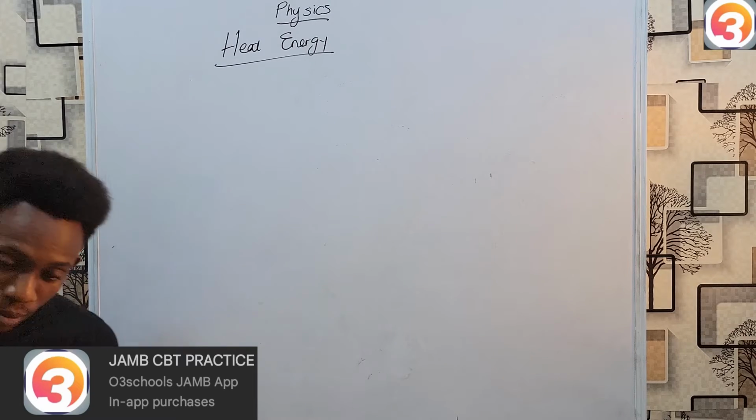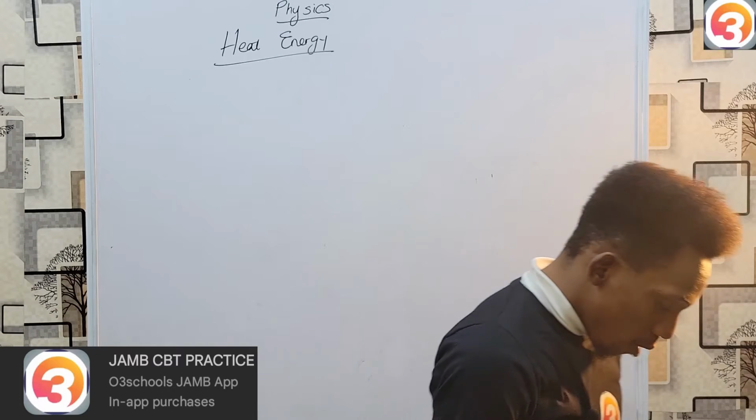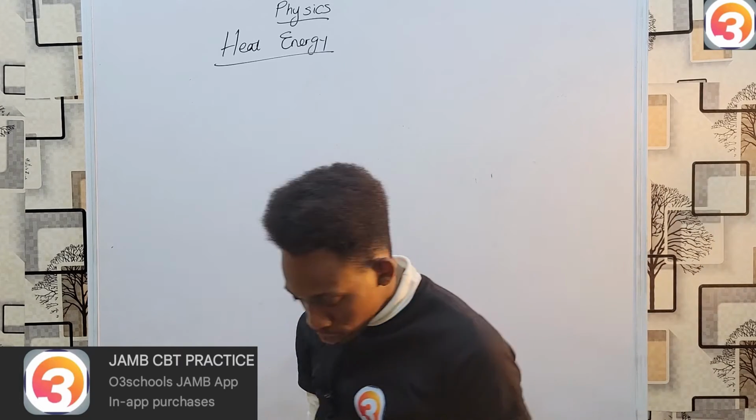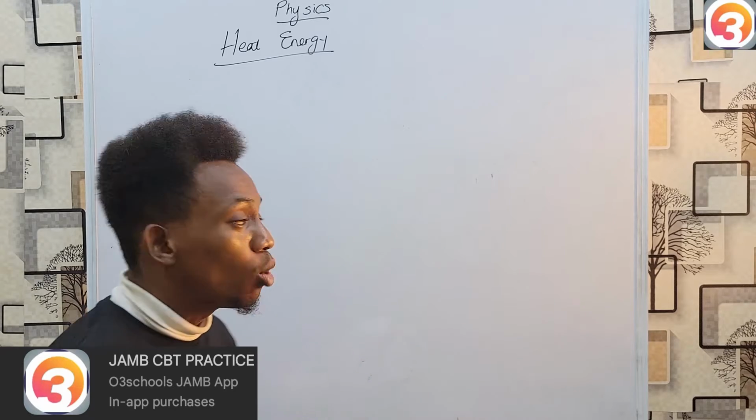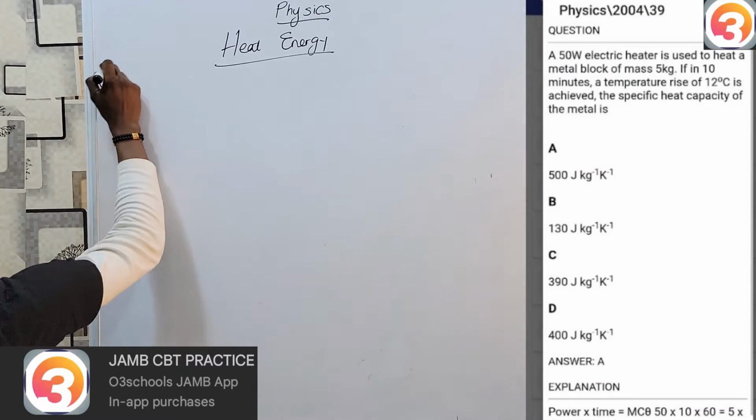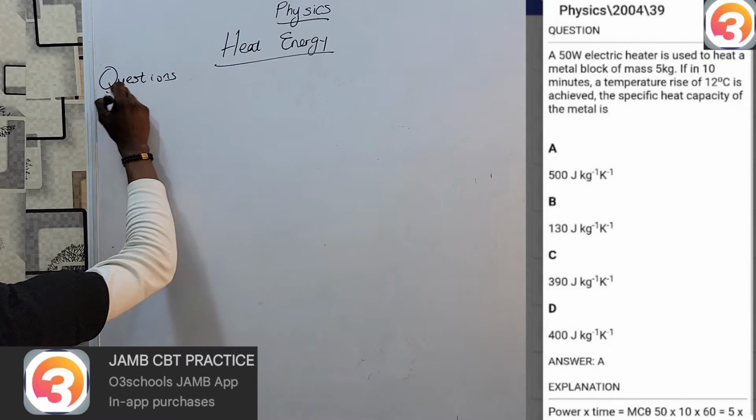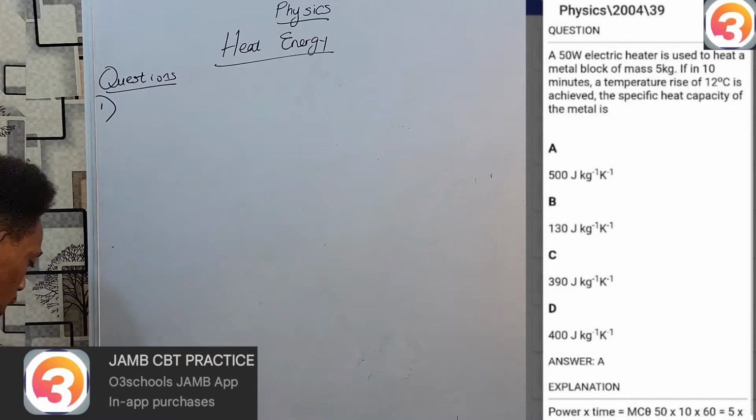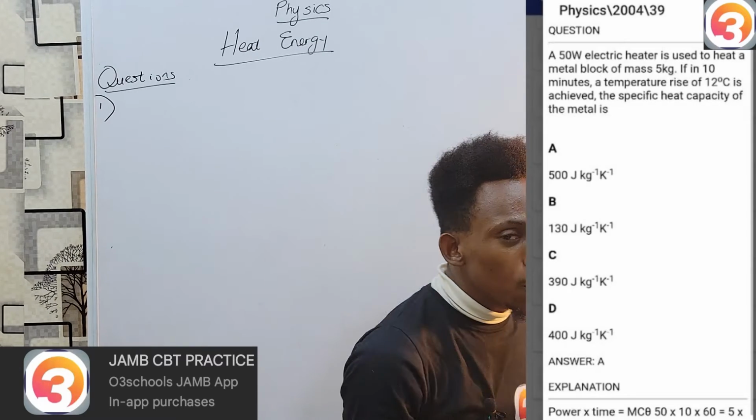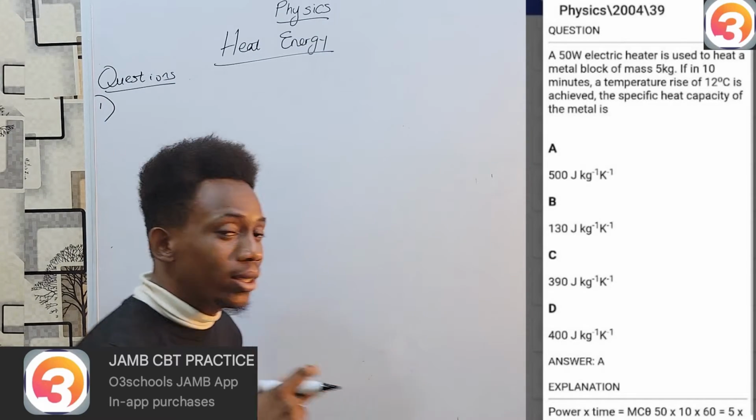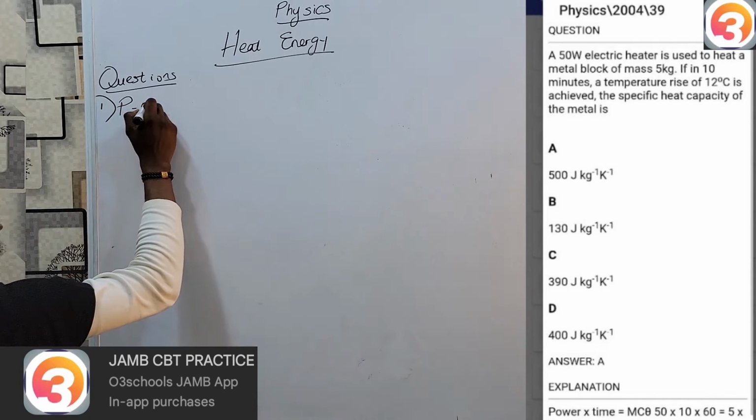So let's see. Opening our Oldthree Schools JAMB app, our first question comes from the year 2004, question number 39. A 50 watt electric heater. What do we measure in watts? Obviously, power. Implying that the power is 50 watts.